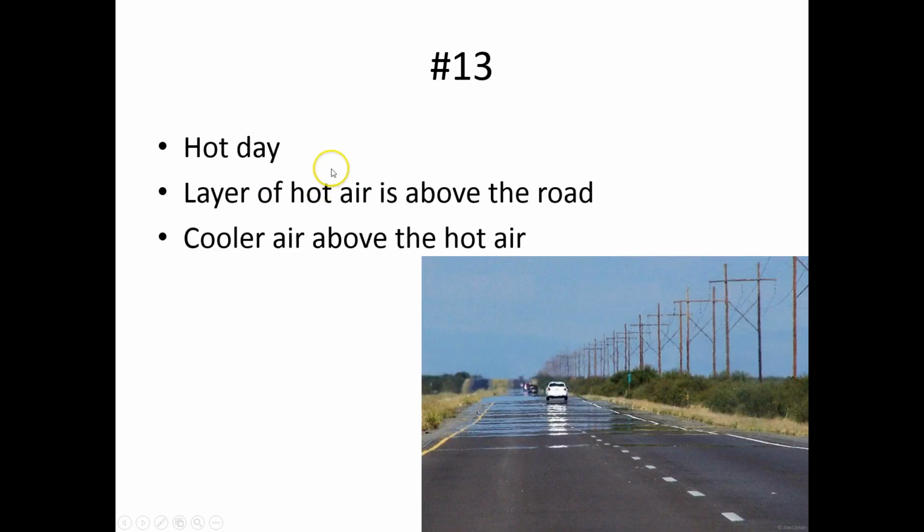Number 13, in order to see a mirage, typically it's on a hot day. You have a layer of hot air just above the road, and you have cooler air just above that hot air. Because of that, you get bending of light, and you actually get the reflection due to refraction. And we call that a mirage.